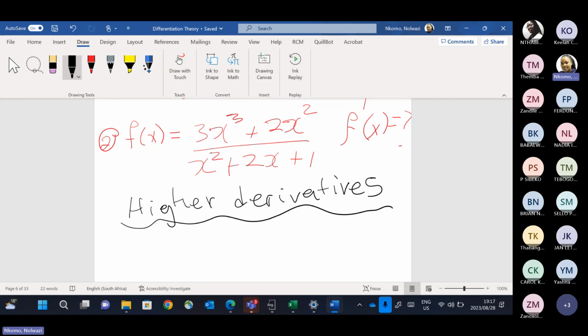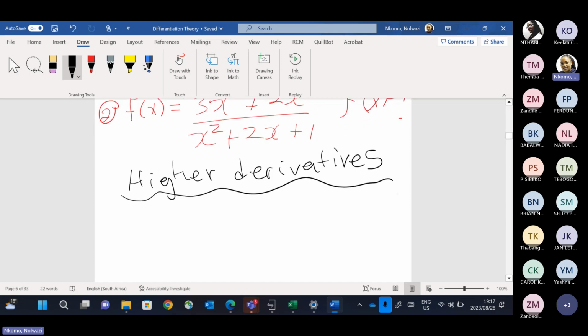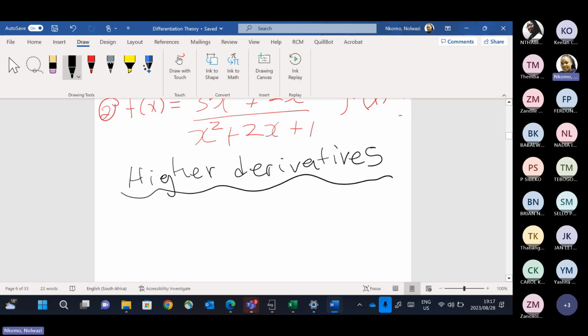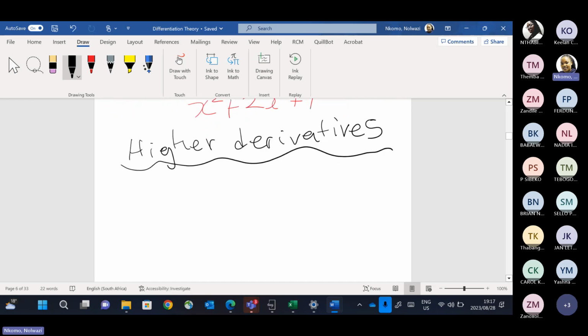Okay, as I said, higher order derivative is just the process of taking the derivative of the derivatives. Higher order derivatives start from the second derivative, third derivative, fourth derivative, up to the nth order derivative, whereby n is any integer. Okay. Second order derivative. That day, we covered the first order derivative.